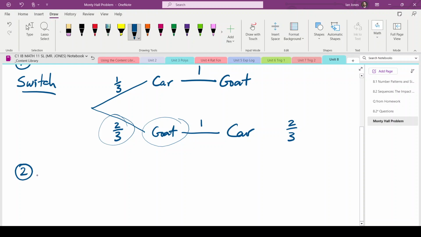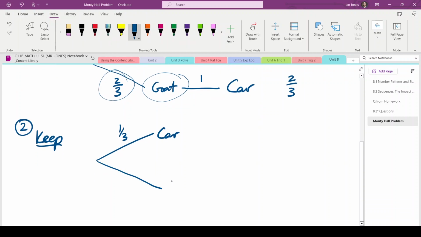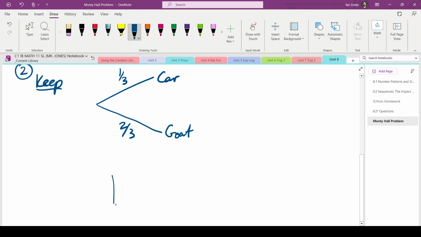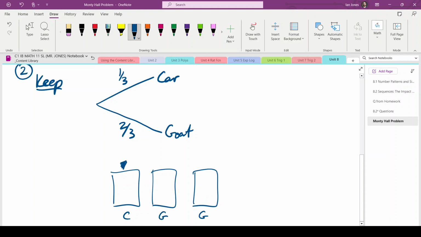Let's run through and just see what happens if we keep our original choice. Again, your original choice, you have a 1/3 chance of getting a car and a 2/3 chance of getting a goat. And now, what happens? Let's get the 3 doors down here. Let's suppose it's car, goat, goat, and of course we don't know that. We choose this door here. We got a car, and then Monty opens up one door with a goat. So we know this isn't the one, but we do not switch. We stay with what we have. Well, then we're guaranteed to get a car.